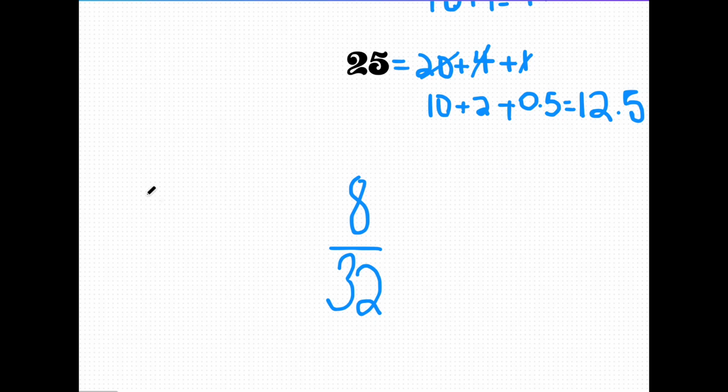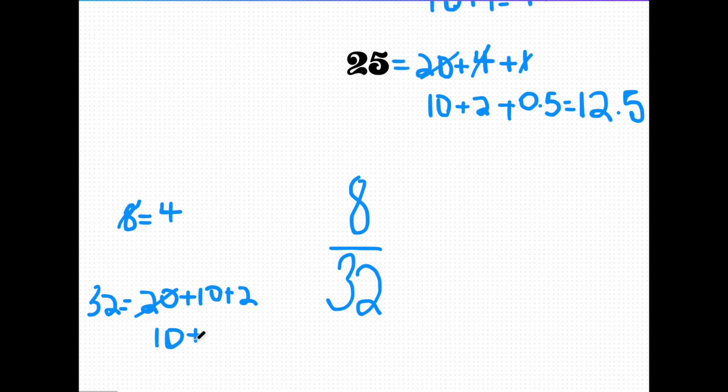Now, we're going to take this fraction, 8 divided by 32, and we're going to find half of the numerator, which is 4, and then half of that denominator. I'm going to break that down into 20, 10, and 2. Some students will know the half of 30, but some will not. So they may use 20 plus 10 and give you 30. So half of 20 is 10. Half of 10 is 5. And then half of 2 is 1. So if you add all that together, I'm going to get 16.